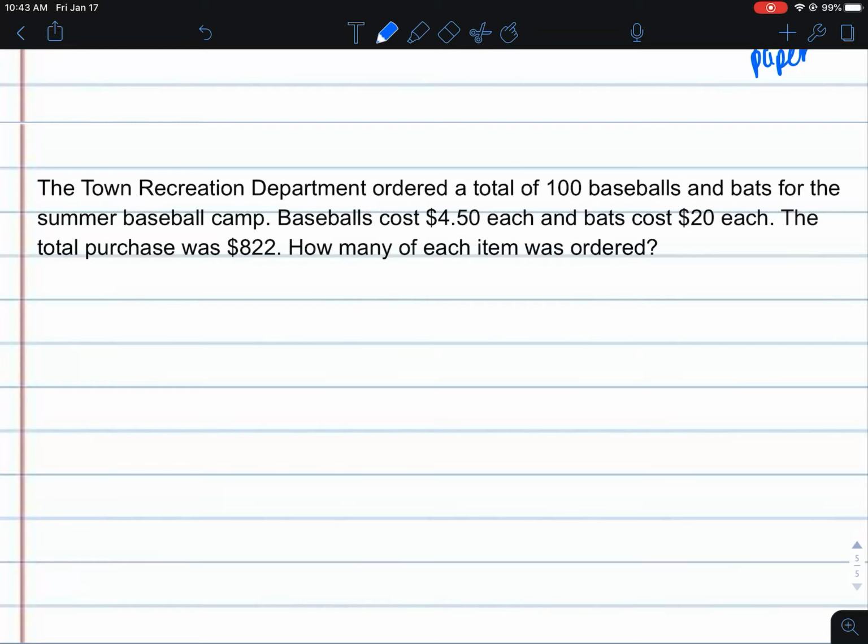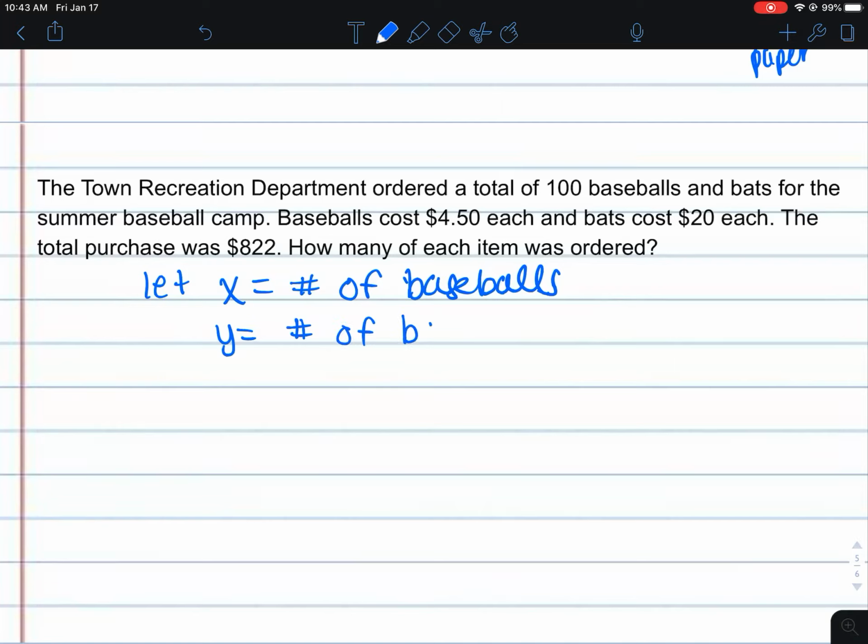Your variables will just say, let's see, baseballs and bats. I guess we'll just say let x, because why not, right? Let x equal the number of baseballs, and then y equal the number of bats. You know the cost. You don't know how many they bought.